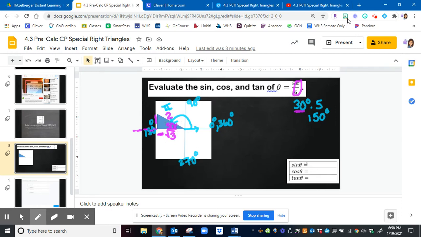So then once I go to answer my questions over here, sine of theta is opposite over hypotenuse. So opposite over hypotenuse is going to be 1 over 2. That's pretty simple. Cosine is adjacent over hypotenuse, which is going to be negative radical 3 over 2. Negative radical 3 over 2. And then tangent is opposite over adjacent. So opposite over adjacent is 1 over negative radical 3. And then remember, we have to rationalize, giving us negative radical 3 over 3.